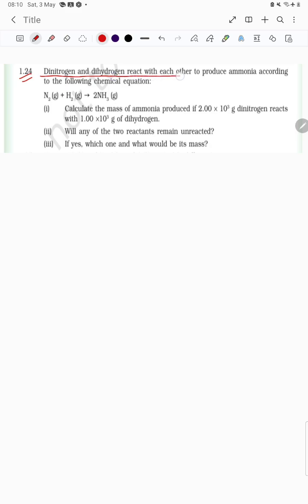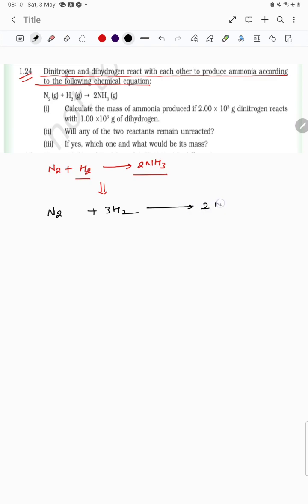Dinitrogen and dihydrogen react with each other to produce ammonia according to the following chemical equation. So this is the chemical equation they have given, N2 plus H2 giving 2NH3. We have to always write the balanced equation. Here hydrogen is 3 and here hydrogen is 2. So after balancing, N2 plus 3H2 is going to give, student, 2NH3.